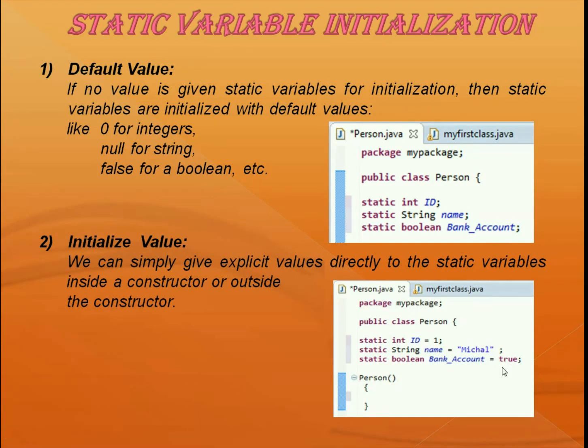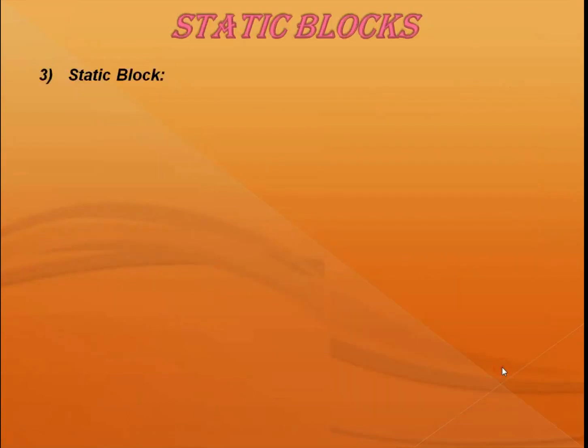Okay. But if we want to initialize the static variables with some values, we can simply give explicit values directly to the static variables inside a constructor or outside the constructor. Just simply give values just like any other normal variables. So apart from these two ways, there is another way to initialize the static variables. For that, we need to use a special block called the static block.